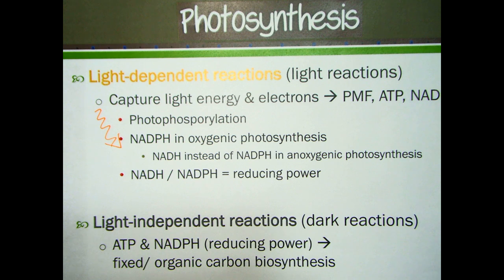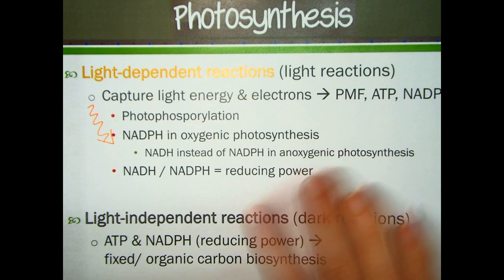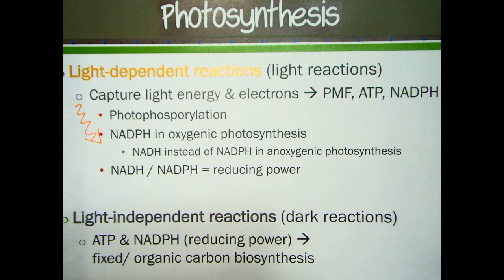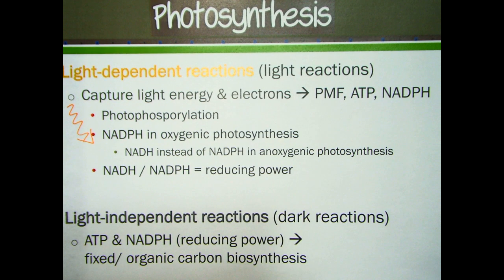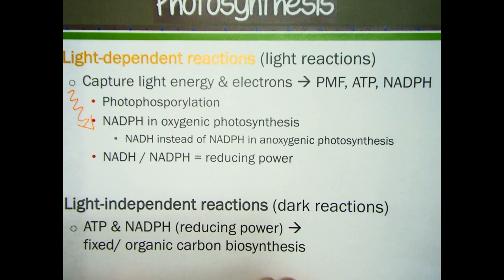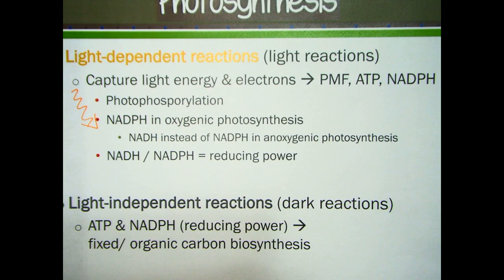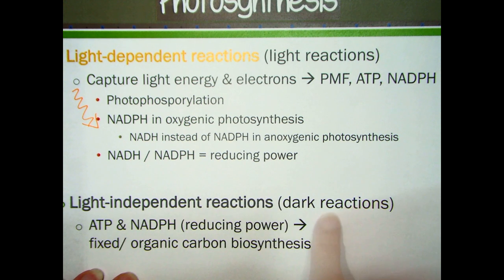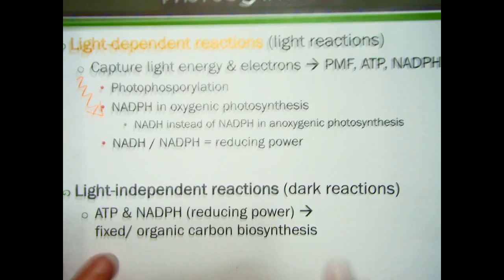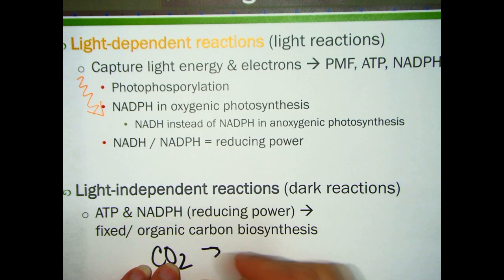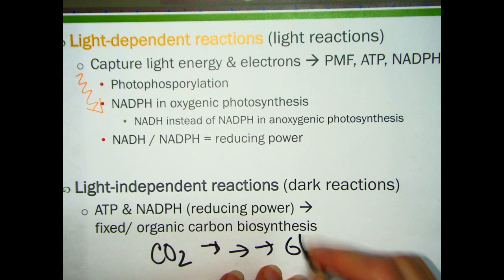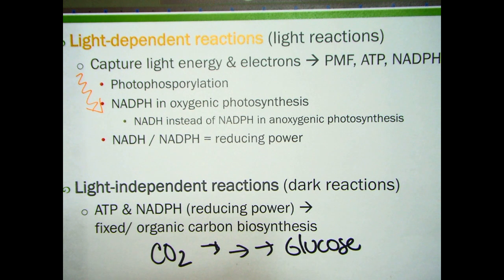So light energy is used, and then we actually are going to get electrons, well, you'll see, largely from water. And then we will make, in the short run, a PMF, and then that PMF will be used to make ATP, and then the electrons will go to make NADPH. And so all of these things are being produced to then support the actual building process, which is going to happen in the light independent reactions. And so in the light independent reactions, the cell is going to take carbon dioxide and some things that we'll learn later and make it into glucose.